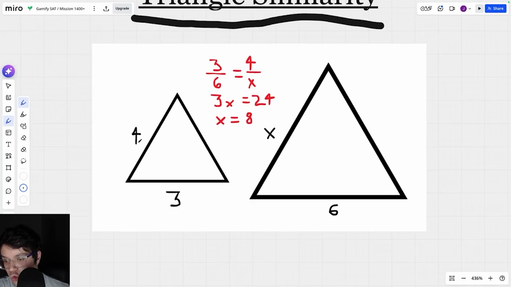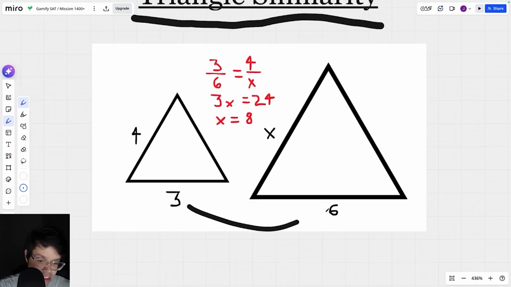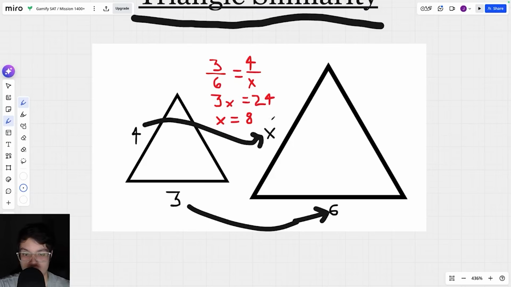So for example, we see here 4 and 3. This one here is 6, and 6 is twice as much as 3, so therefore this one up here for x must be twice as much as 4. And that's why, to solve it here, twice as much as 4 would be equal to, of course, 8. So that's how it works.